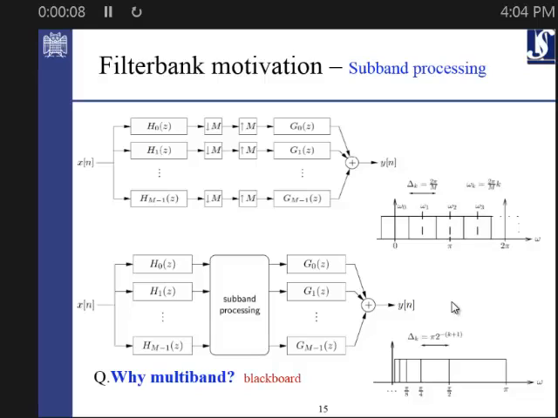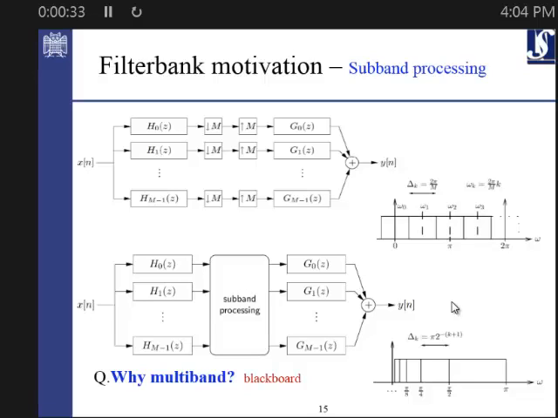So we see that we are actually able to divide the spectrum of the signal into different bands, and then we can investigate the signal through each of these bands and do the process for each band, and it's called subband coding.